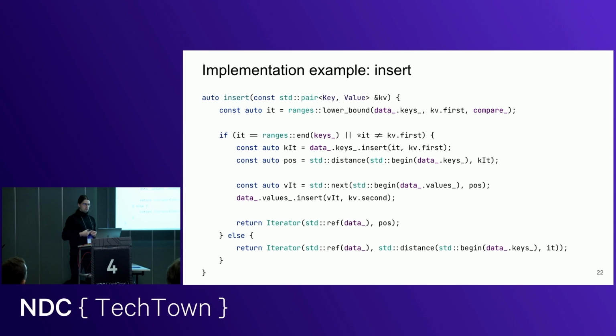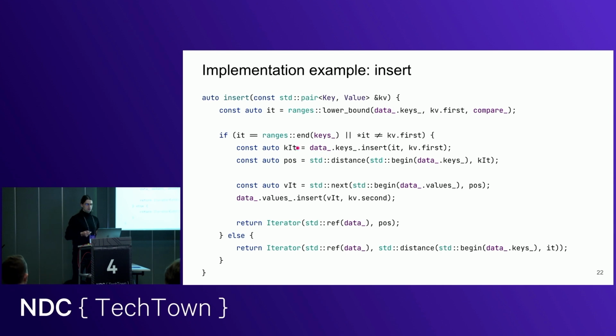Now we have insert, and for insert, we again need to do a search to do lower bound. We are inserting a pair of key values, as that might be a good idea. Then first would be the key. We're looking for a key. Then we check whether we can insert or not. Again, we shouldn't insert if the key is already in the container based on the standard reference.